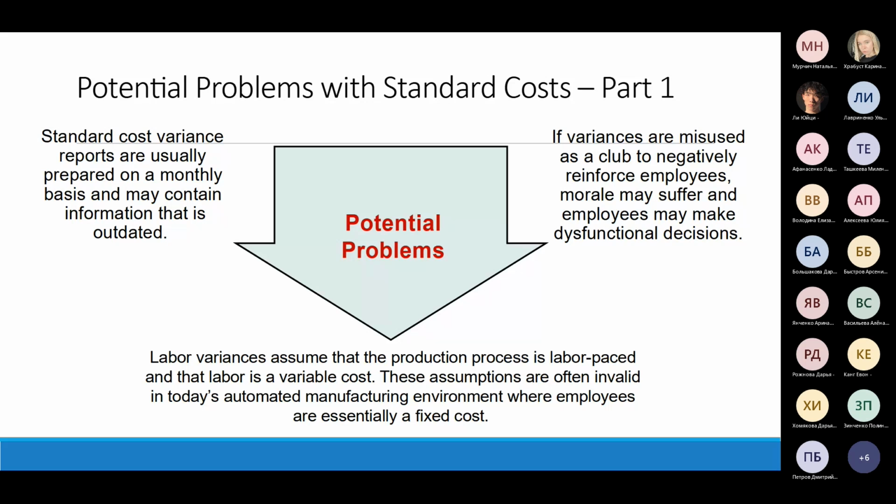The next problem that may occur: labor variances assume that the production process is labor-paced and that labor is a variable cost. These assumptions are often invalid in today's automated manufacturing environment, where employees are essentially a fixed cost. For example, if our process is automated and we need only a couple of employees to check whether our automated system is functioning well.